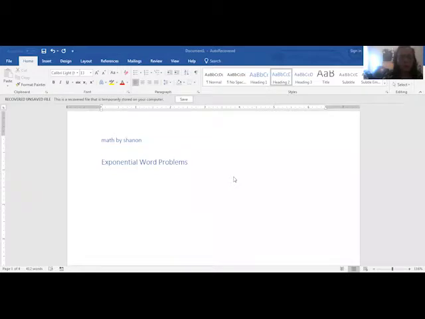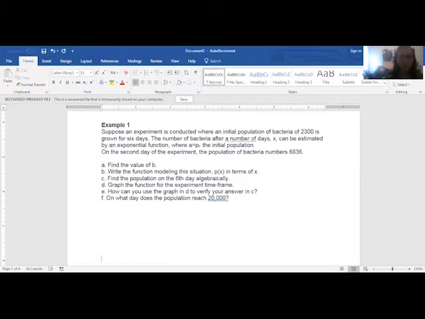We're going to talk about exponential word problems. So please read the following example. Okay, so let's go through it step by step. First, we're going to find the value of b. This experiment tells us we're going to model it with an exponential equation.